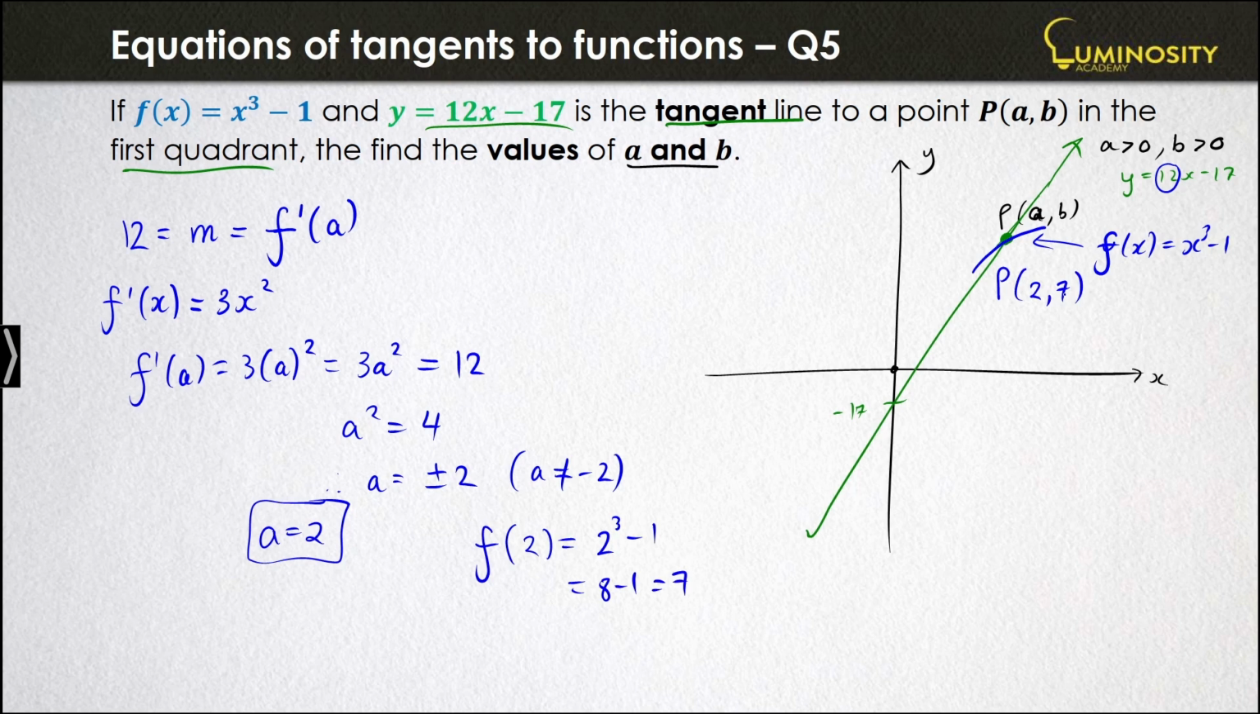Okay, so that is the value of the coordinates that'll give us a tangent line that has the formula 12x minus 17. That also lies on the cubic graph x cubed minus 1.